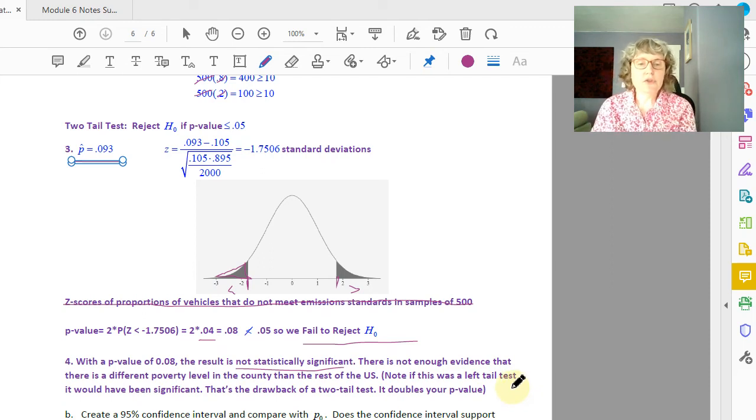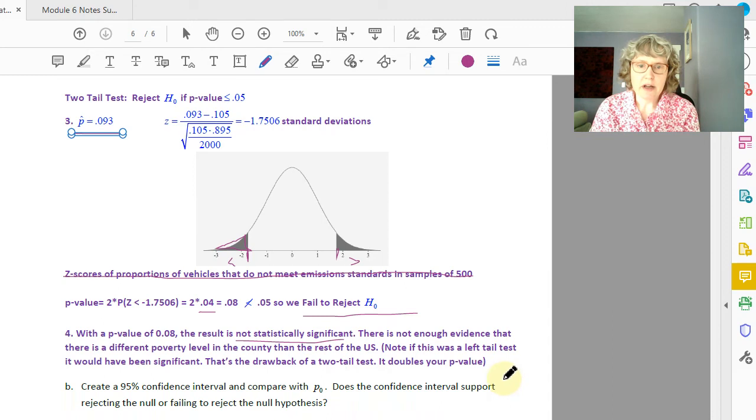Okay, on this one, I asked you to create the confidence interval. So if you want the practice, you can go ahead and do that. Otherwise, I've got it figured out for you here. Now, remember we used p hat. So our p hat is 0.093.